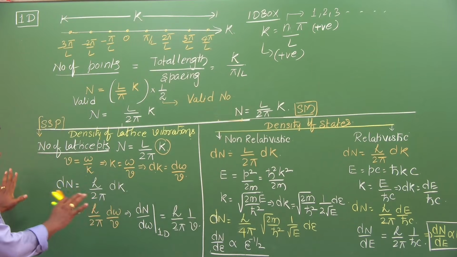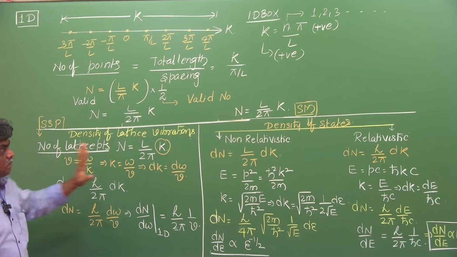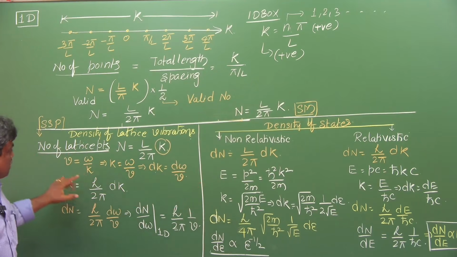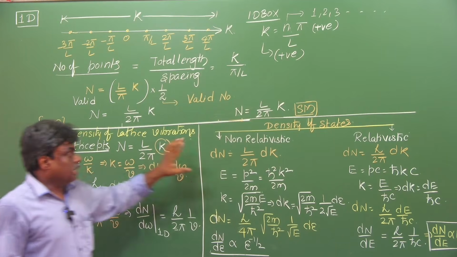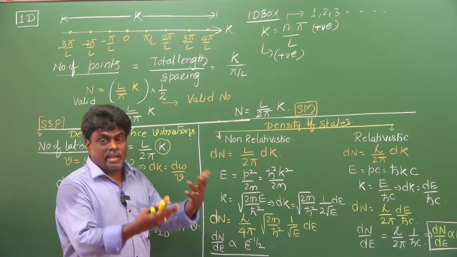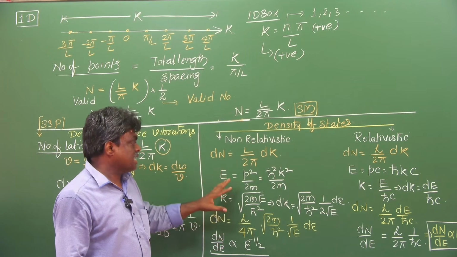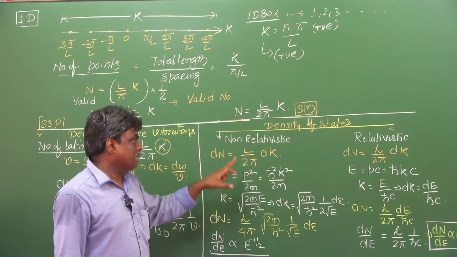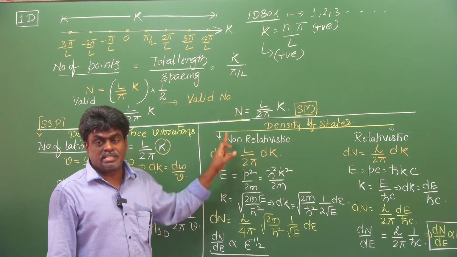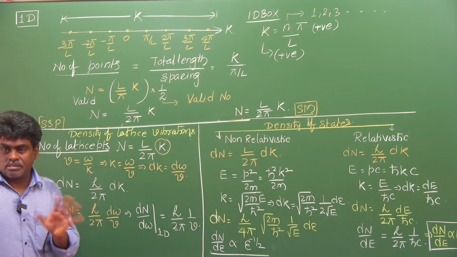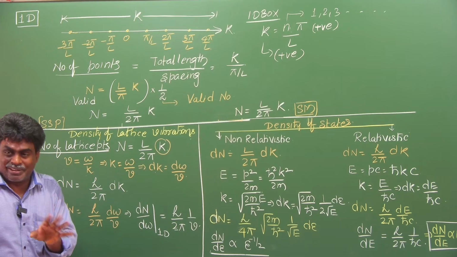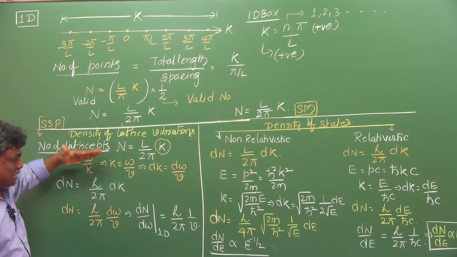I hope everybody understand what is the difference between SSP and SM. SSP we are taking in terms of omega because vibrations, and here we need in terms of energy. That's why we are finding a relation between K and E. But bad luck, here non-relativistic case exists and relativistic case exists. Here no. Vibrations, no relativistic vibrations, no non-relativistic vibration. That's why the same thing will exist.